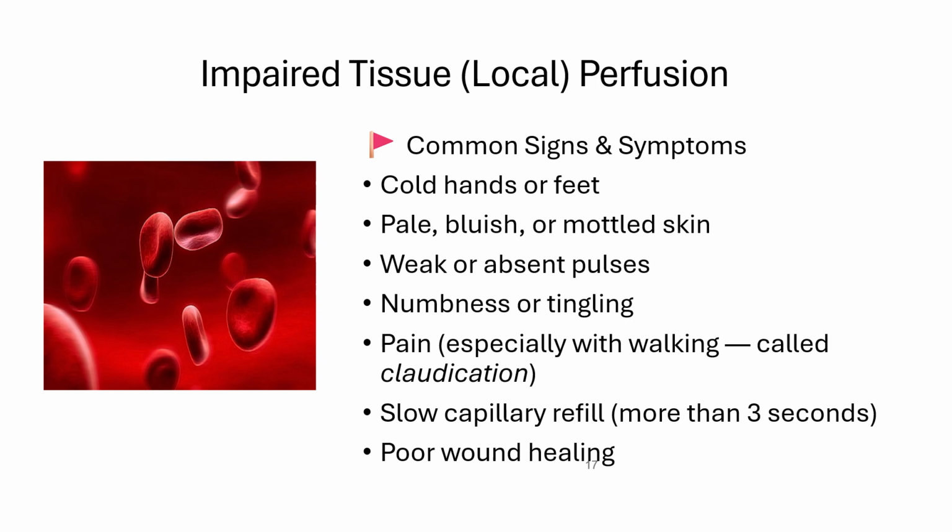They can also get numbness or tingling. You think about a diabetic patient that doesn't have great circulation because their hyperglycemia has destroyed the vessels to carry the blood. It's destroyed the nerves also in the periphery, and they get that numbness and tingling, which we call neuropathy. Also pain, especially with walking. This is called intermittent claudication. This is the primary symptom for patients who have peripheral artery disease.